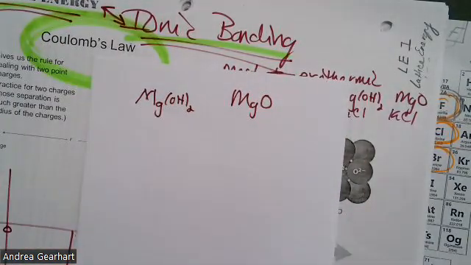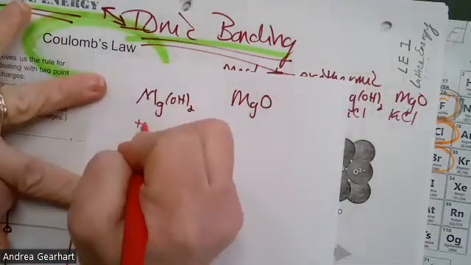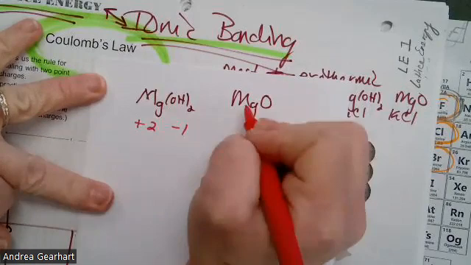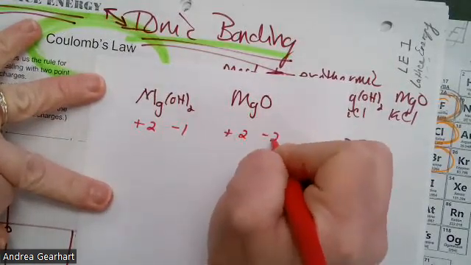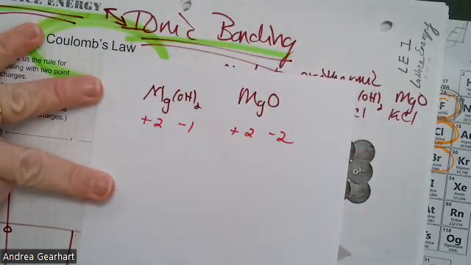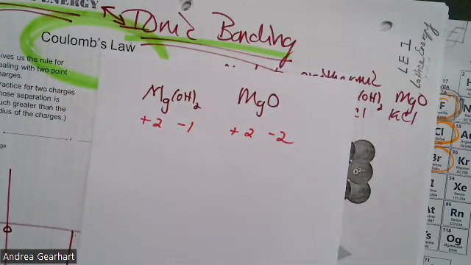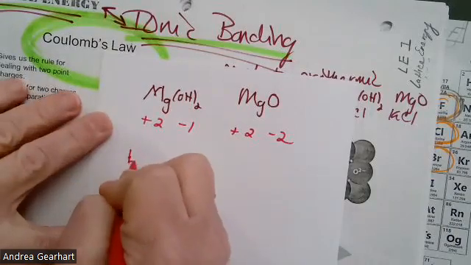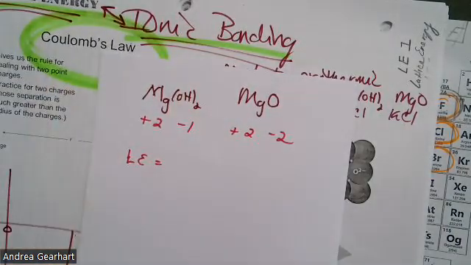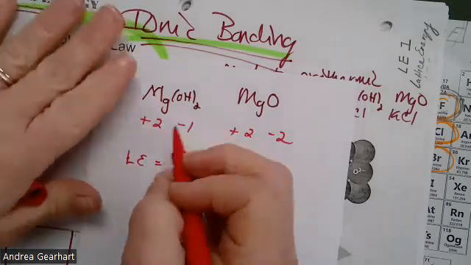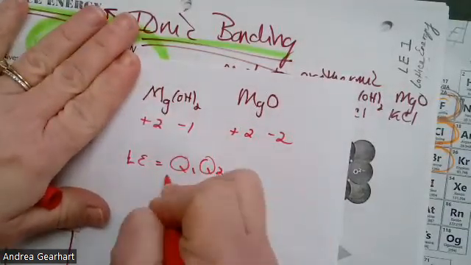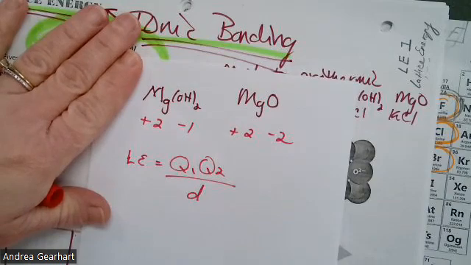Mackenzie, in magnesium hydroxide, what is my cation charge? Excellent. Anion charge? Magnesium oxide, +2 -2. If there is a difference in the numerator, that has a greater impact on lattice energy. We don't even have to look at relative size of ions. So Q1, Q2 over distance.